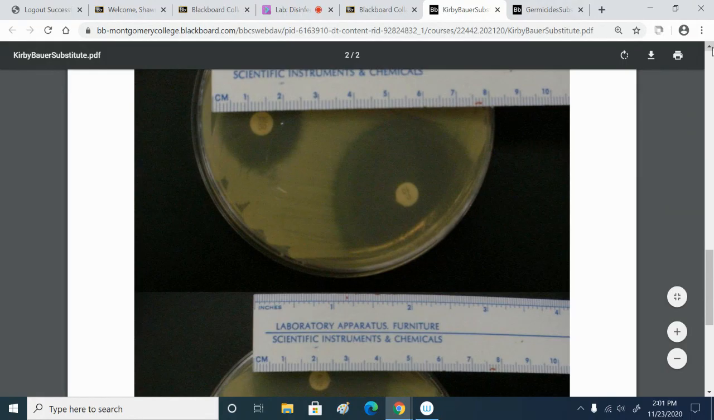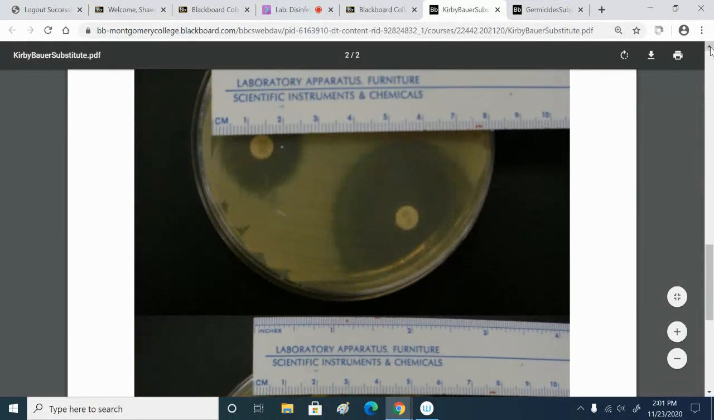Because we already learned from the gradient plates that in any given population of bacteria, there are some bacteria that already have some resistance to any given antibiotic. And so sometimes we do get those resistant mutants appearing on our antibiotic plates. There's none in these images, but we do sometimes get those.